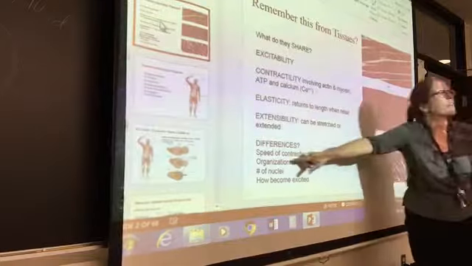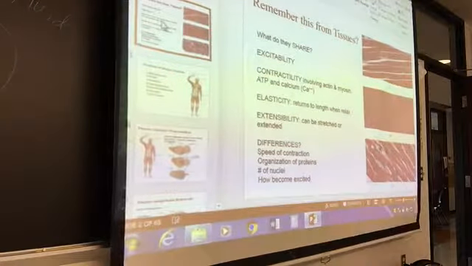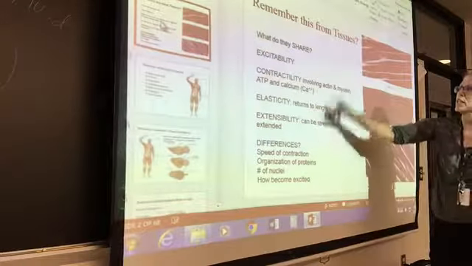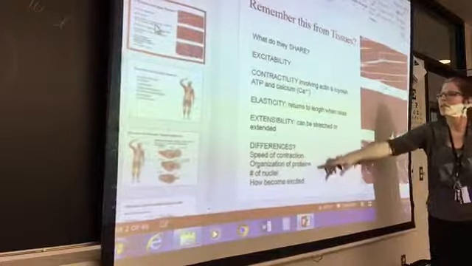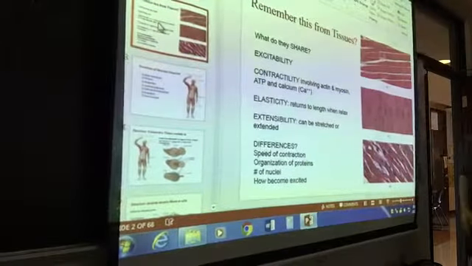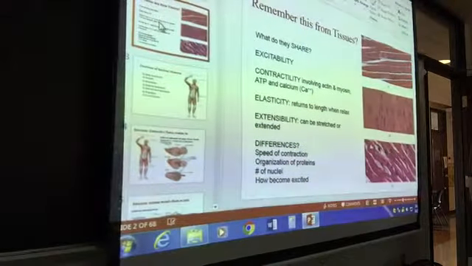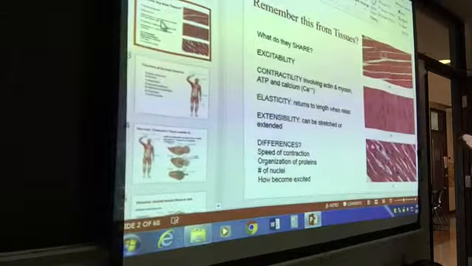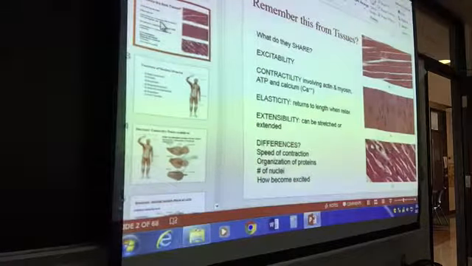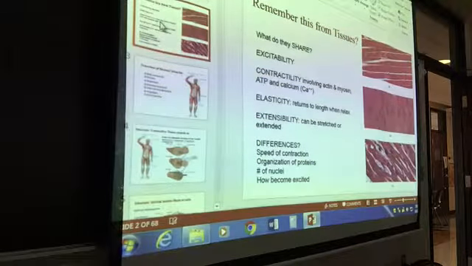So where are they different? Speed of contraction, right? So skeletal muscle is the fastest, hands down. Organization of these proteins, like actin and myosin. So you guys realize from studying the tissues, right, that cardiac muscle and skeletal muscle have very similar striations. So sarcomeres are common to both, and they're organized the same way. You couldn't tell the difference if you looked at an electron micrograph.